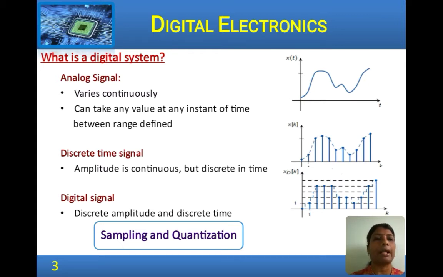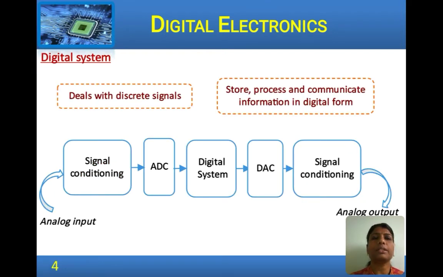Let me repeat, an analog signal is one that varies continuously with respect to time and with amplitude. So, at any given instant of time any value of amplitude can be taken up, whereas a digital signal is one that is discrete in the time domain and discrete in amplitude domain also. Analog signal can be converted to a digital signal by sampling and quantization. So, digital system basically deals with discrete signals. It stores, processes and communicates information in the digital form.